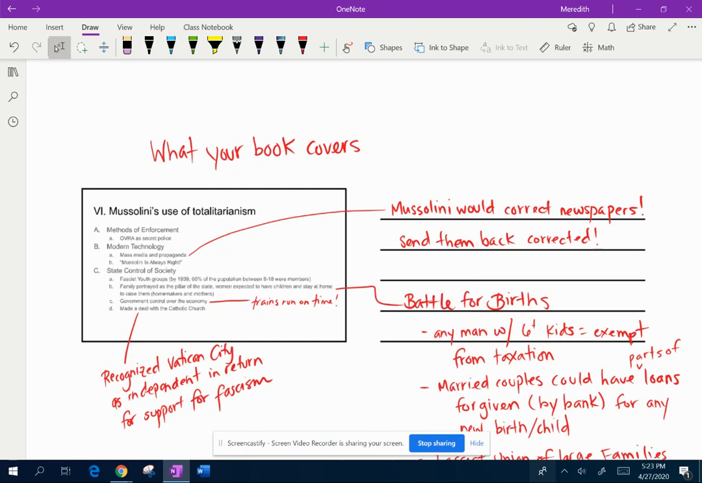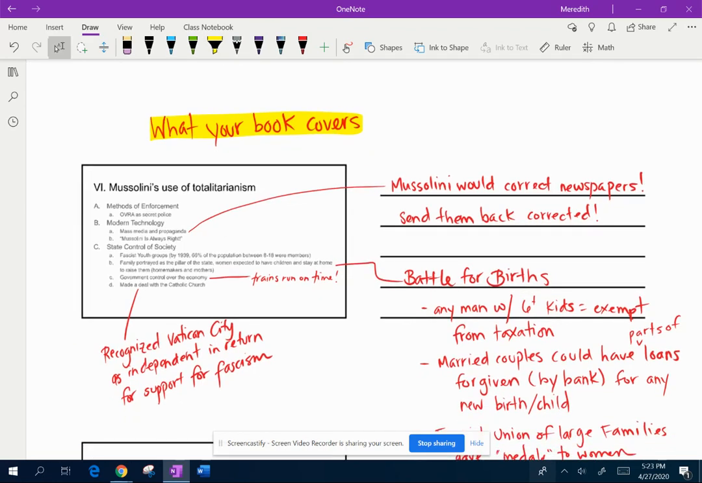Now, your book covers very little of what Benito Mussolini does, but I did want to make sure I cover that for you. So your book does discuss the OVRA, right, as the secret police, so the methods of enforcement. You also have his modern use of technology. So media is one of your vocabulary words, and he's going to use a lot of mass media, very specifically newspapers, but there are also going to be movies and books and all sorts of things. The slogan that Mussolini is always right.